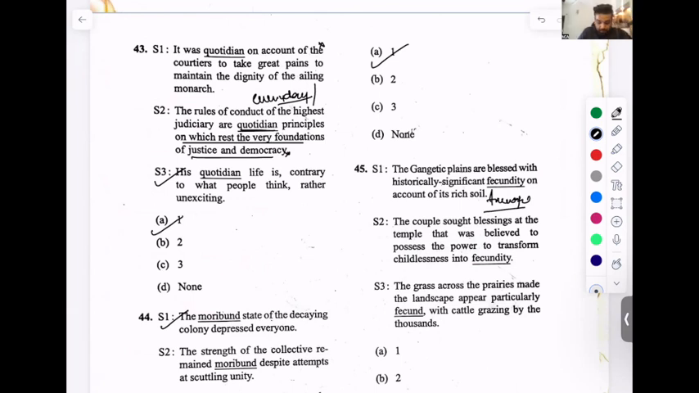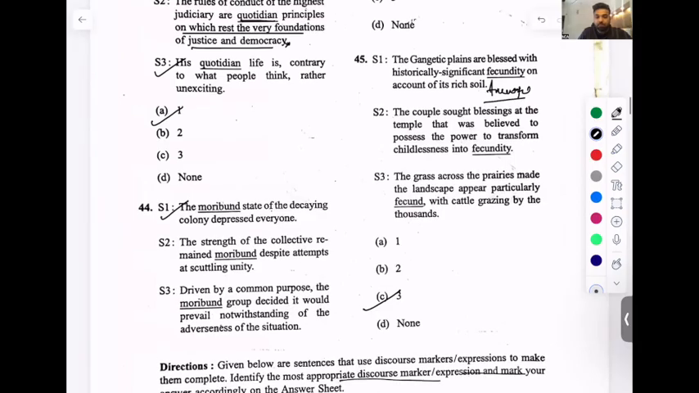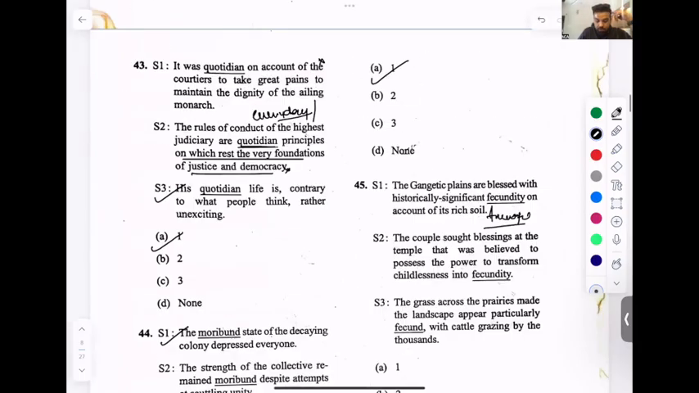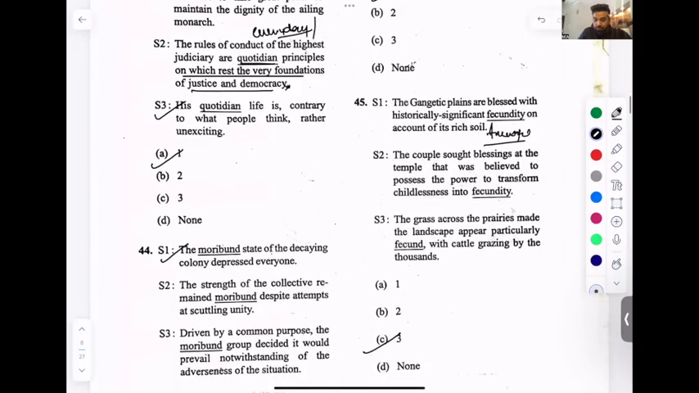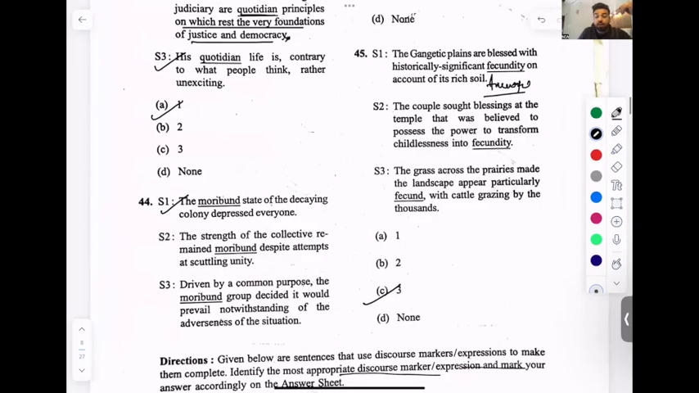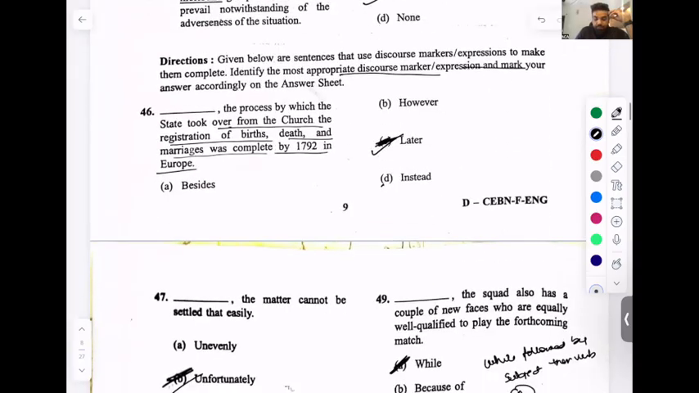So I've marked it as A. 44th, moribund, refers to death. I feel that only the first is correct, that is the first one, S1. 45th is fecund. Fecund means fruitful, fertile. So these are the words for it, and I feel all three are correct for the same.